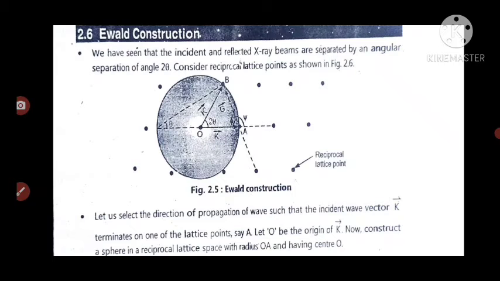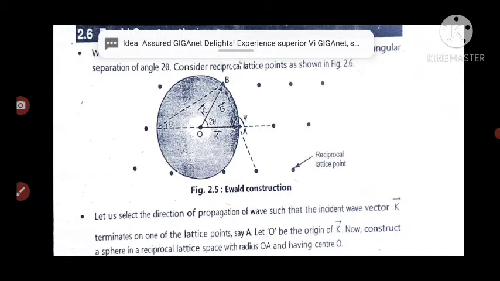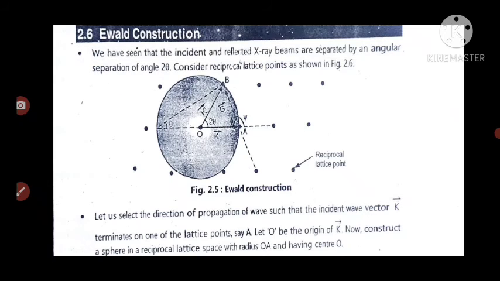First, we select the direction of propagation, the incident wave vector k, which is denoted by the distance from point O to A. This is the wave vector k bar, and it terminates on a lattice point, that is, point O and point A. Point O is the origin of k, and we construct a sphere in reciprocal lattice space with radius OA, having center O.